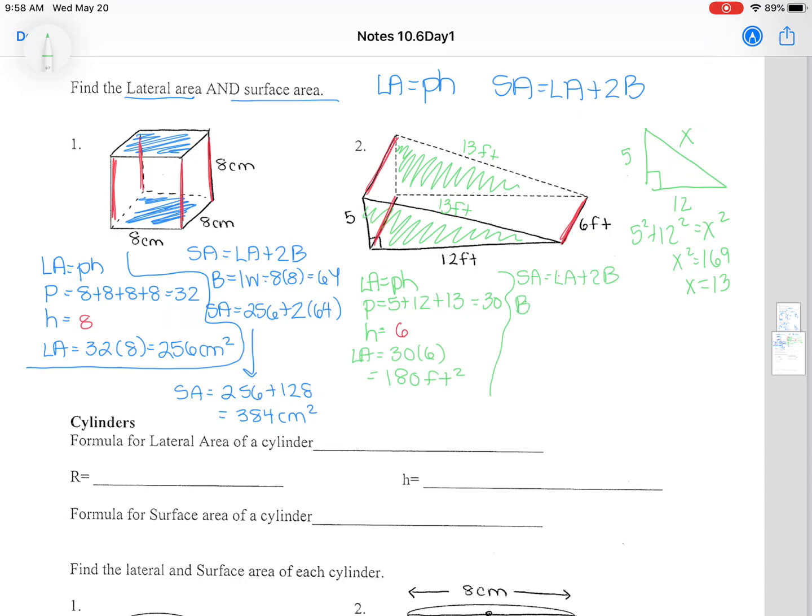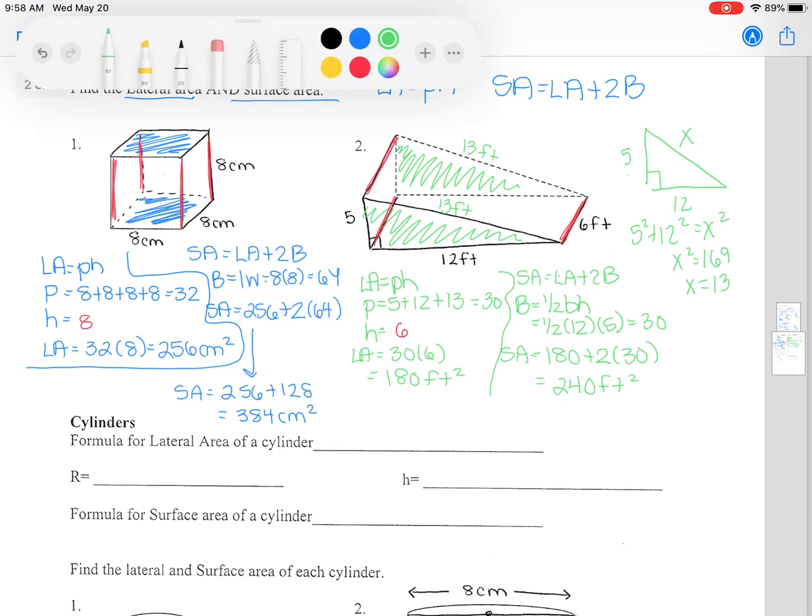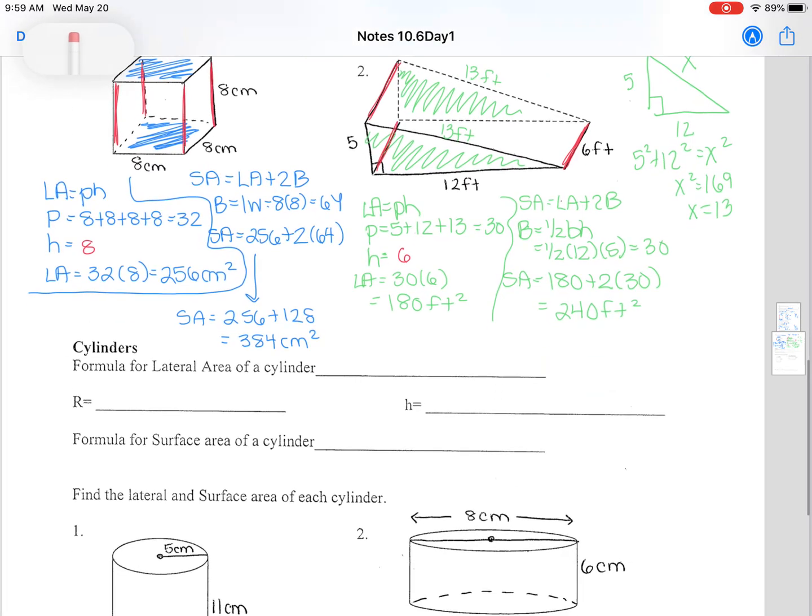So now surface area takes that lateral area, and we're going to add 2 times uppercase B. Well, uppercase B, it's a triangle, so we have 1/2 base times height. So that's 1/2, 12 times 5, which gets us 30. And now when we sub it in, we're going to take the 180 from lateral area plus 2 times our uppercase B. So we're basically adding 60 to the 180. And that's going to get us 240 feet squared. Final answer for that.